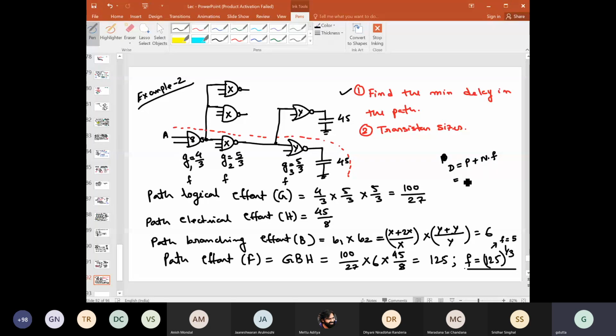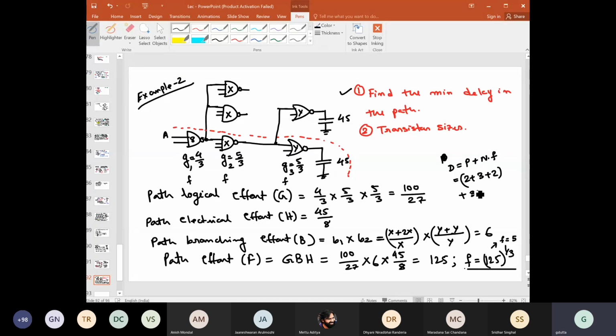So if you want me to write it here, we can write it. This 2 input NAND gate delay is 2. Then the 3 input NOR gate delay would be 3. Then the 2 input NOR gate delay would be 2. Right. So now you see the total parasitic is 7, plus n times f.